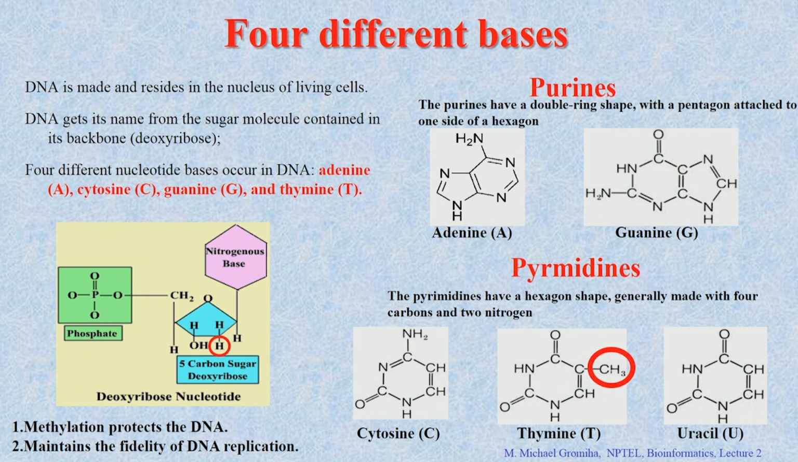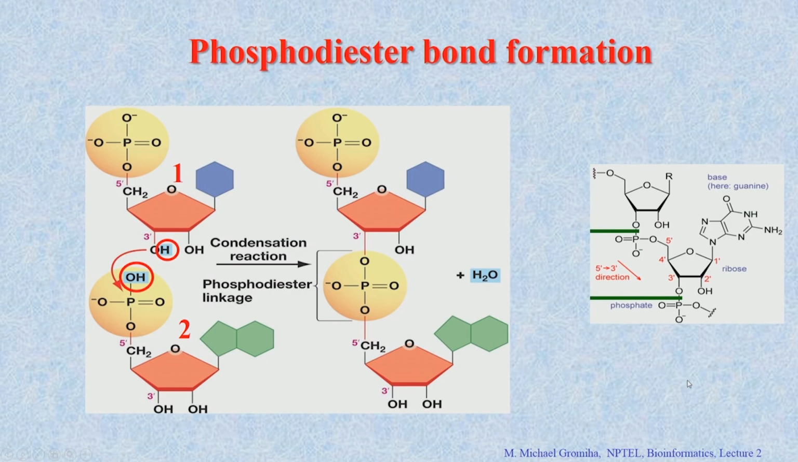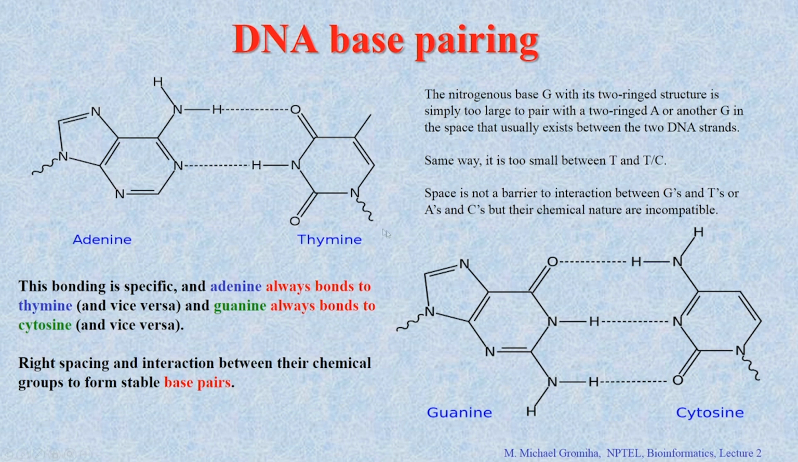So, we have 2 different types of bases classified into purine and pyrimidine. Purine has how many rings? 2 rings, and pyrimidine has 1 ring, right. So, this is thymine and uracil, this is the difference between DNA and RNA. And then they form the phosphodiester bonds, which are 2 ester bonds. So, this is how they have the sequence. Then why is this pairing between A and T and G and C? The space constraints as well as the chemical groups, right. These are 2 different aspects why this pairing is important.